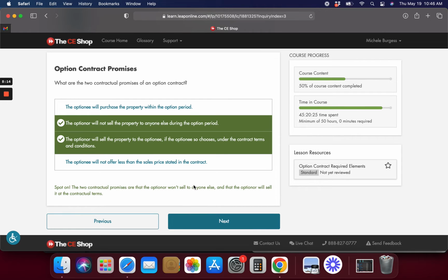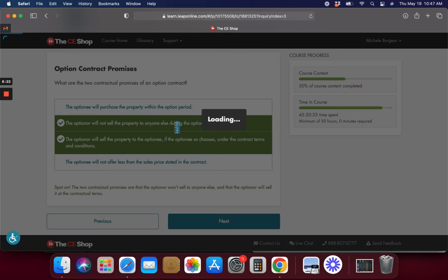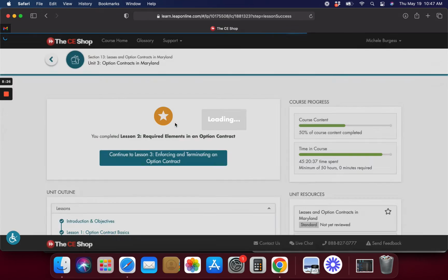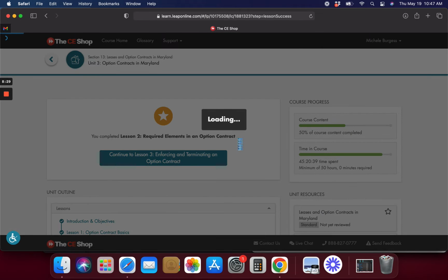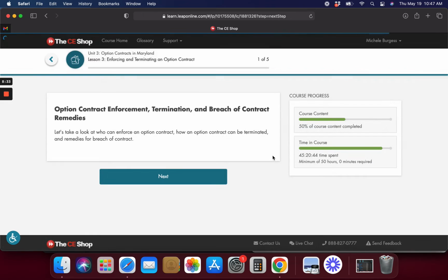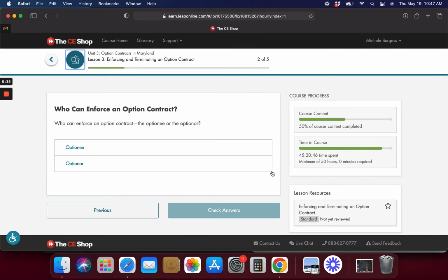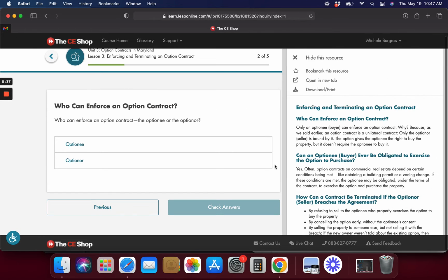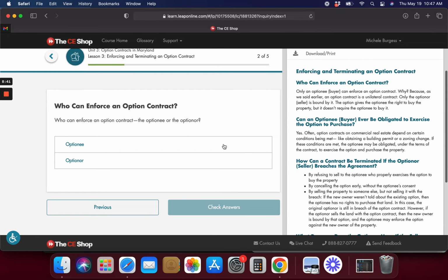All right, the optionor, the seller, will sell the property to this buyer if the buyer so chooses under the contract terms and conditions. Enforcing and terminating an option contract. Who can enforce an option contract, the seller or the buyer? Only the buyer.